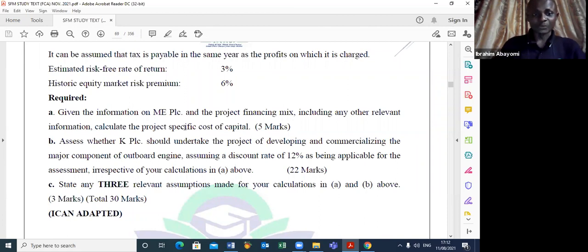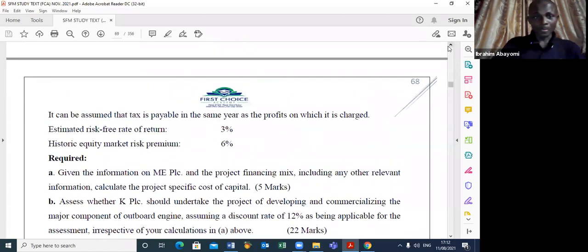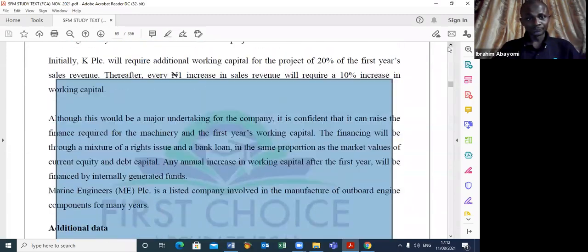And B is that you should assess the worthwhileness of the project. Now, the question did not ask you to use NPV or APV. However, we're using NPV. When we get to where to use APV, that shall be explained in detail so that you now know the difference between NPV and APV. So let's see the question now.